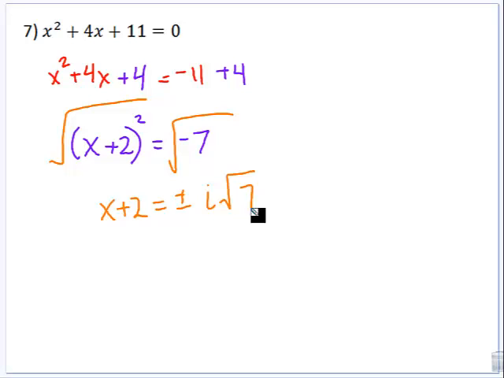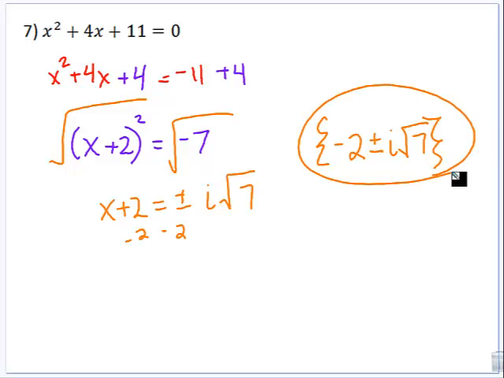Now to get the x alone, we would have to subtract the 2 over. And we would just place that right out in front, so our x is equal to negative 2 plus or minus i square root of 7. And that's our final answer. Alright, we're going to look at another example.